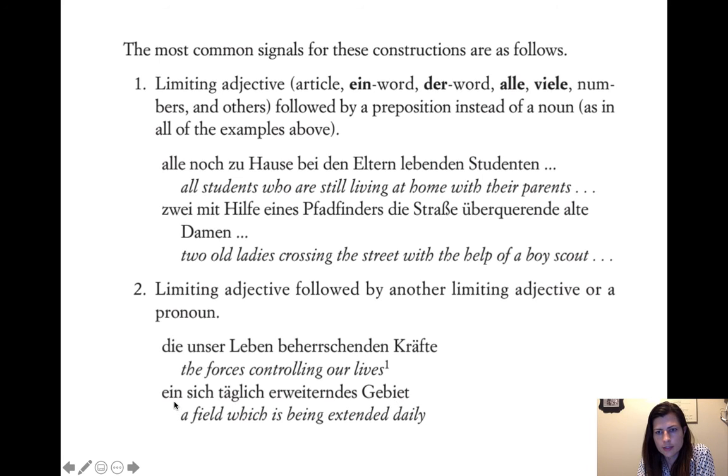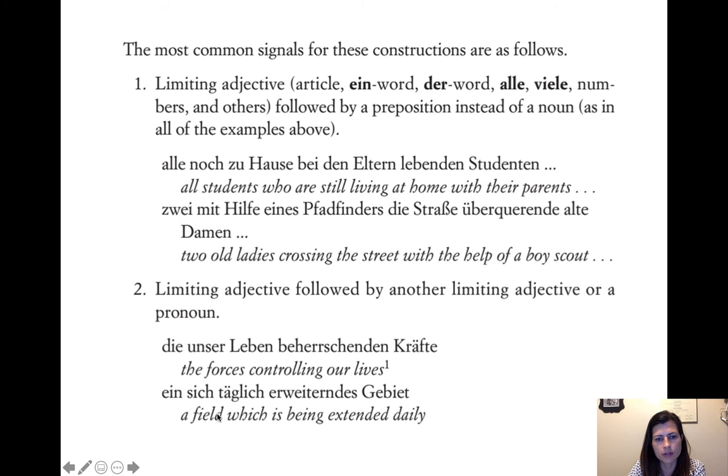So you realize that the article has been separated from its noun. So you say a, and then you go grab the noun, field, and then you look at sich täglich erweiternd. So every day extending itself. It's a reflexive. It's extending itself, but it's an implied passive, right? It's being extended. So you end up with a field that is being extended daily, or which, either way.